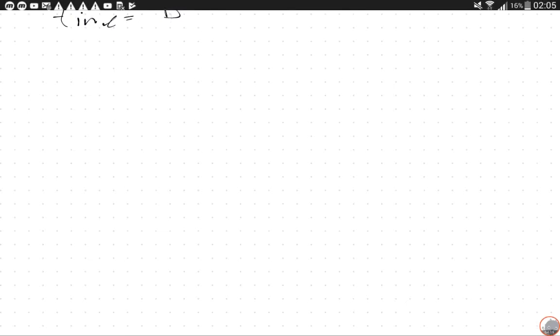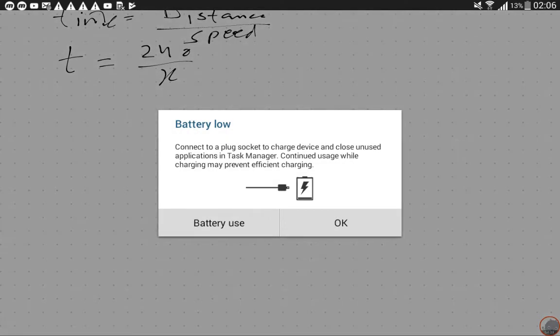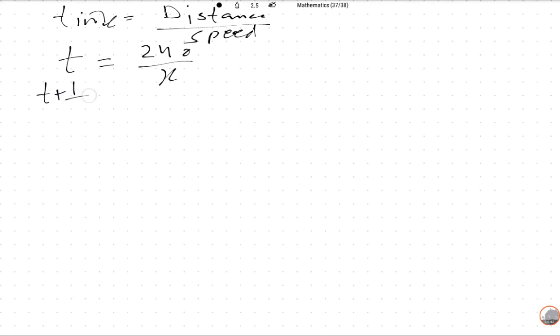So the time formula is equal to distance upon speed. Okay, so what is time? If time is t, so the distance is 240 upon x, and on the return journey, t plus the time is this, and 240 is the same, and the speed is x minus 6.